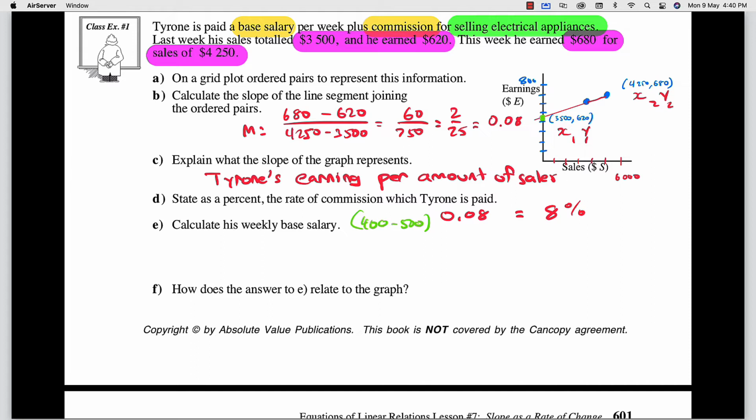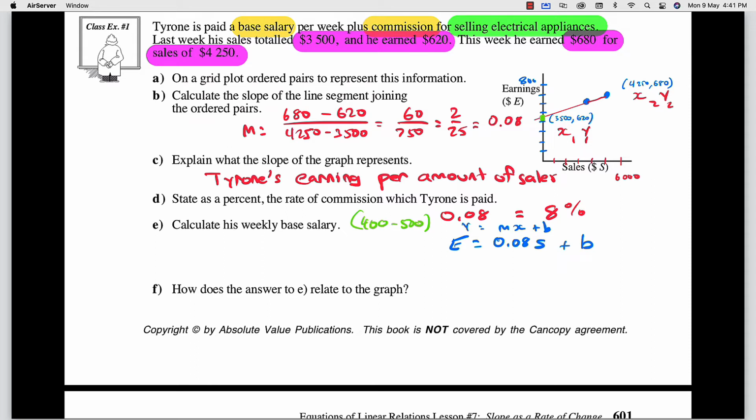So how do we calculate the y-intercept? Well, I need to take my equation, which is E equals my y, and remember this is just y equals mx plus b, replacing y with E. The slope is 0.08 times x, which in this case they're calling S for sales, plus b. Now I don't know the b, that's what I'm trying to figure out, and just like we did in the last example, I'm going to replace E and S with two known values.